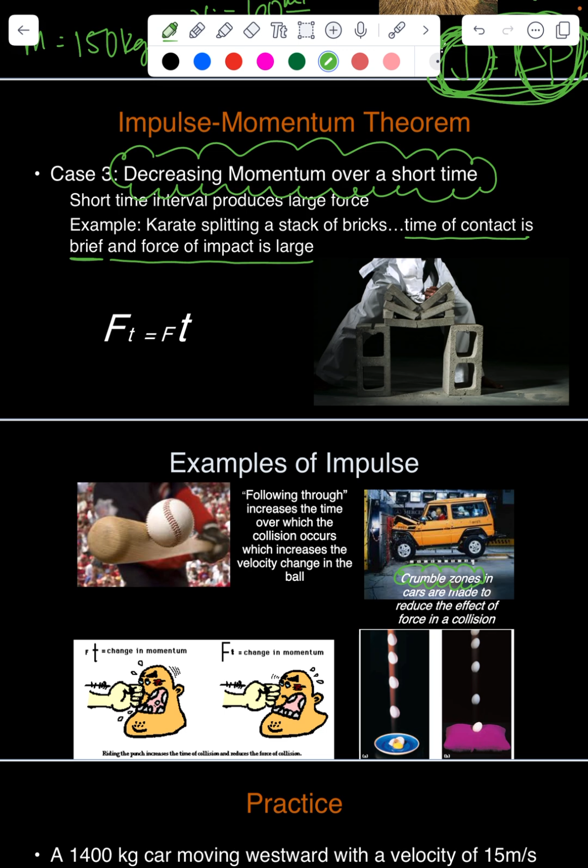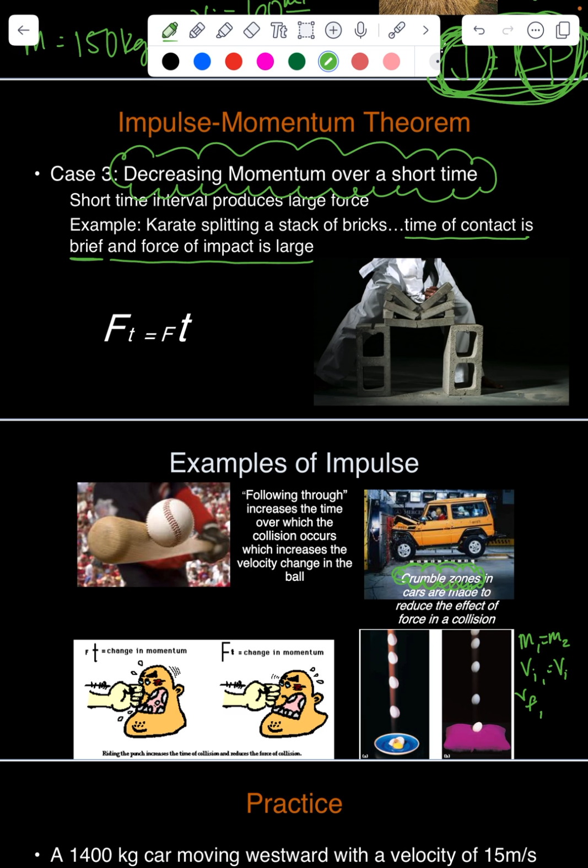So that's where these crumble zones come into play. Whenever your car hits something, it is designed to crumble so that it extends the stop time, which decreases the stop force. It's the same thing with these eggs down here. If these eggs are the same mass and they're being dropped from the same height, that means that their initial and final velocities are going to be equal as well.